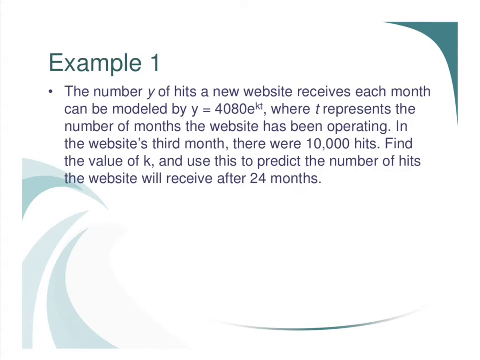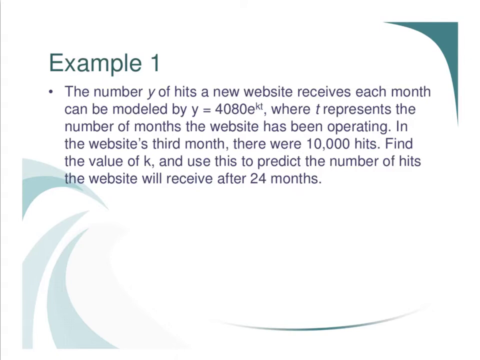We have the number y of hits a new website receives each month can be modeled by, and here they're nice. They give us a model, somewhere to start with, where t represents the number of months the website has been operating. So here the t is in terms of months. In our previous example, t was years. So make sure you're paying attention to that in context. In the website's 3rd month, there were 10,000 hits. Find the value of k.